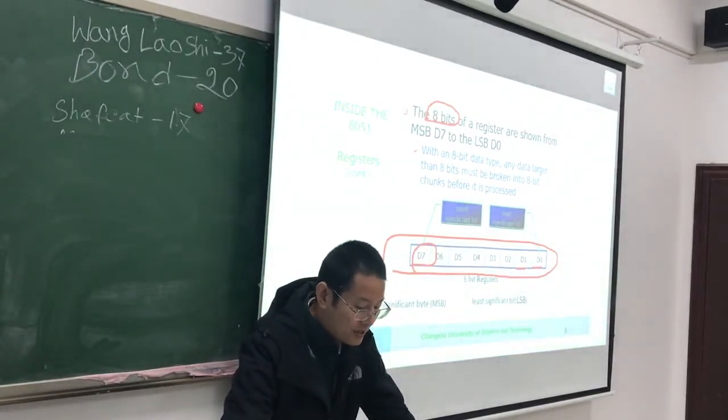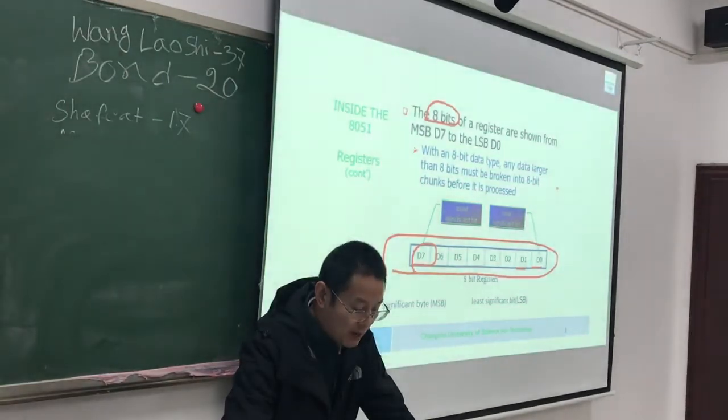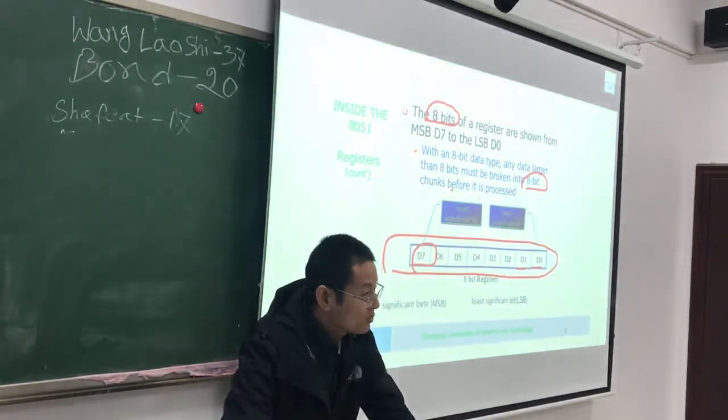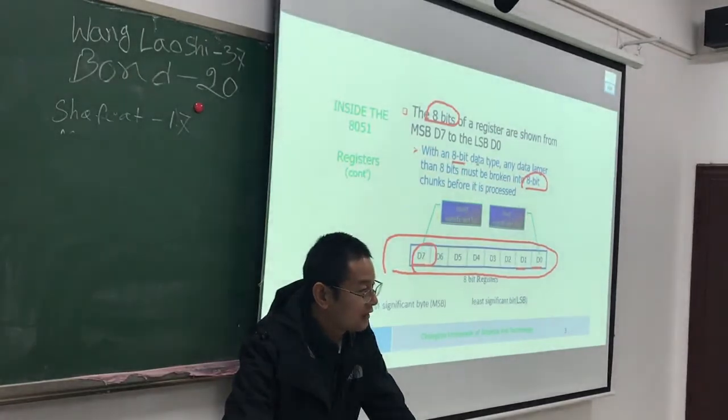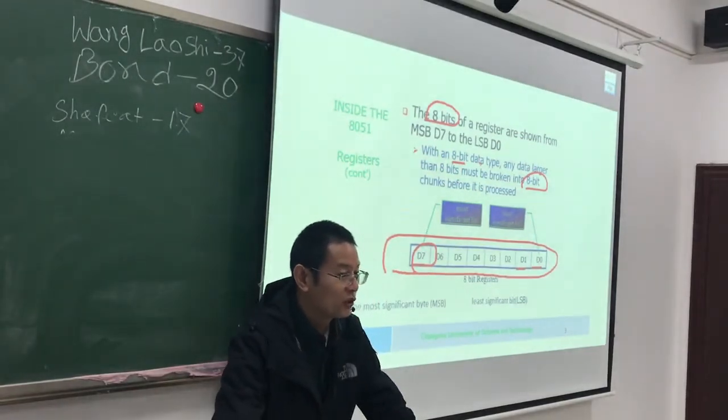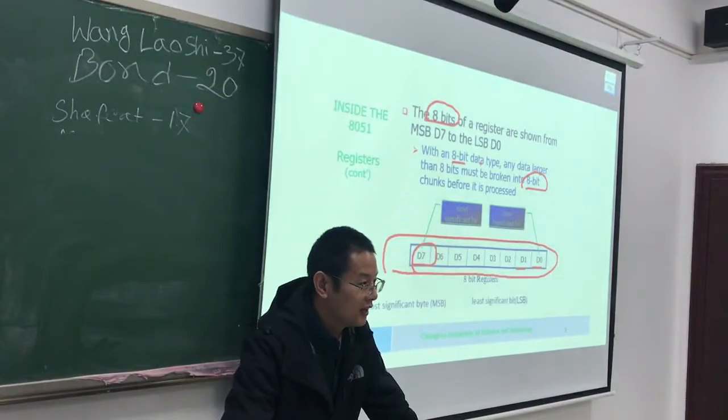With an 8-bit data type, any data larger than 8 bits must be broken into 8-bit pieces before it is processed. Which means if you have a number of more than 8 bits, you must divide it into 2 parts, even 3 parts.